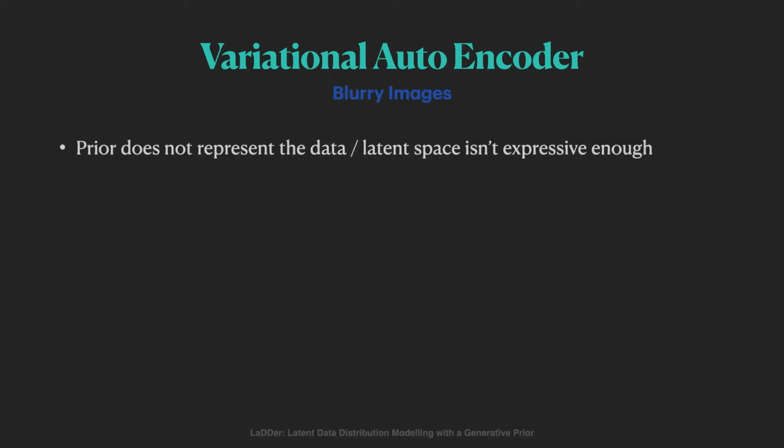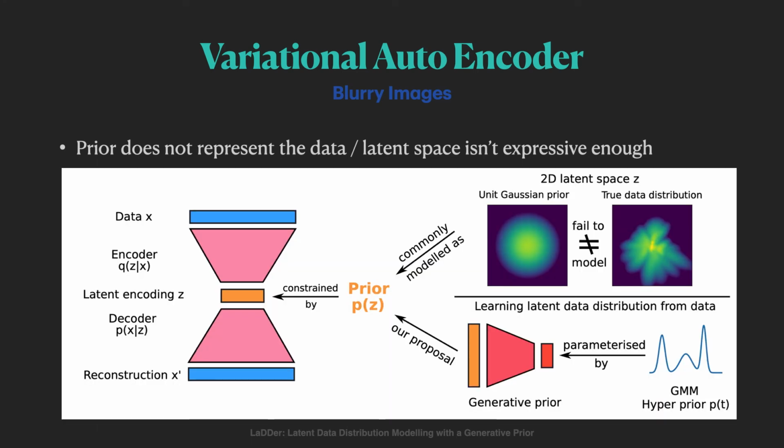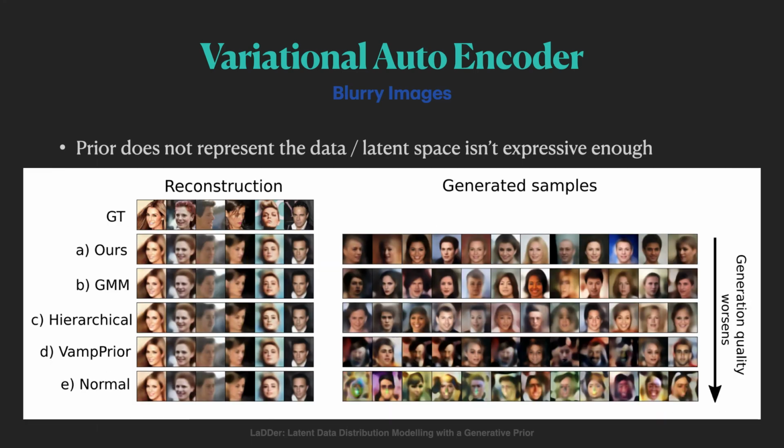One explanation to the blurriness is that latent space is not expressive enough. For example, the dimension of Z is too small, or if the prior isn't a good assumption. In this work, they tried to learn the real data distribution and got some improvement in the generated images compared to other priors.